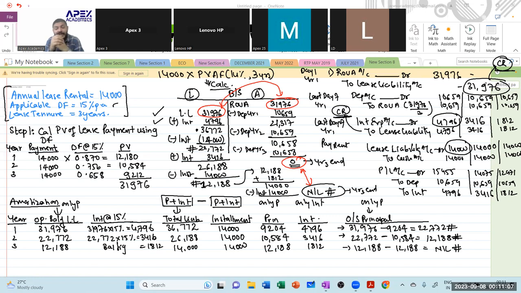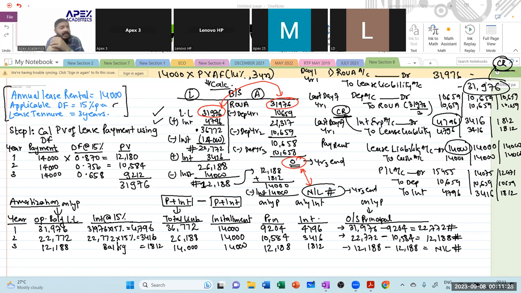Liability, what balance does it have? Credit balance. Asset has a debit balance. Liability has a debit balance, yes or no? Asset has a debit balance. Liability has a credit balance, yes or no? Yes, sir. Asset account debit to liability should be your entry. Look over there: right of use asset account debit to lease liability. Is the first entry understood?